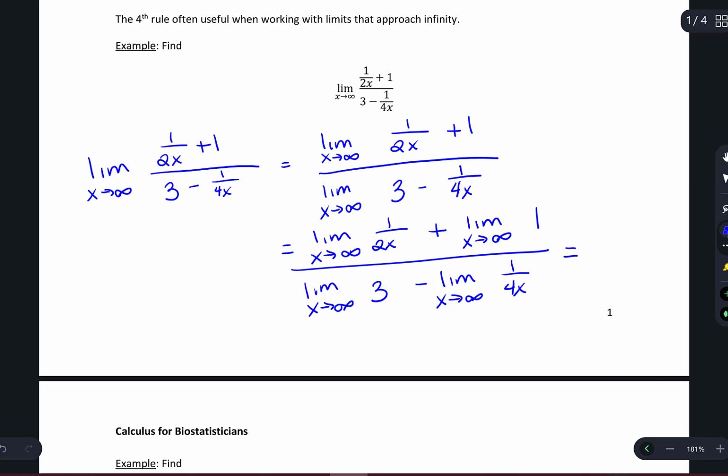Looking at the first term, we have 1 over 2x. We can easily see that as x approaches infinity, x is going to get incredibly large. It's in the denominator, and so this piece is going to approach 0. Looking at the next piece, we have the limit as x approaches infinity of 1. The function 1 doesn't involve x at all, it's just a constant, so it's not going to change. It's similar in the denominator with 3.